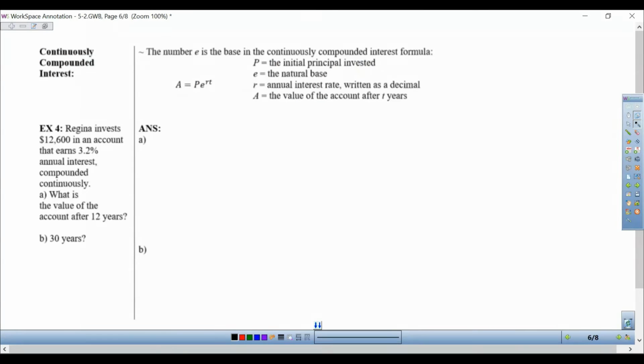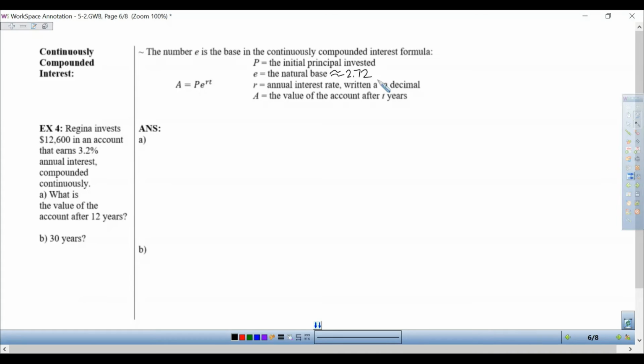Okay, so what happens when the interest is always being compounded? Every second of every day you're making money off of your principal, and there's a formula for that. The number E is the base in the continuously compounded interest formula. The value for E is the natural base, about 2.72. It's an irrational number like pi, where it's not predictable and it's not repeating. The numbers just keep changing and changing and changing.